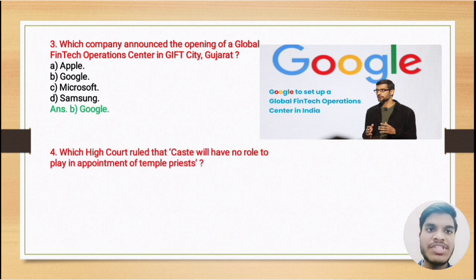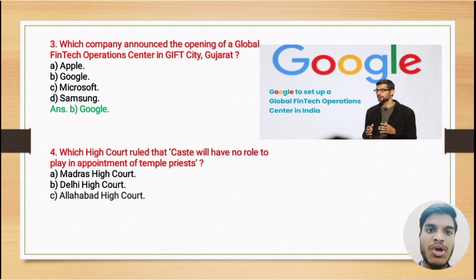Fourth one, which High Court ruled that caste will have no role to play in appointment of temple priests? Option A, Madras High Court. Option B, Delhi High Court. Option C, Allahabad High Court. Option D, Kolkata High Court. The answer is option A, Madras High Court.